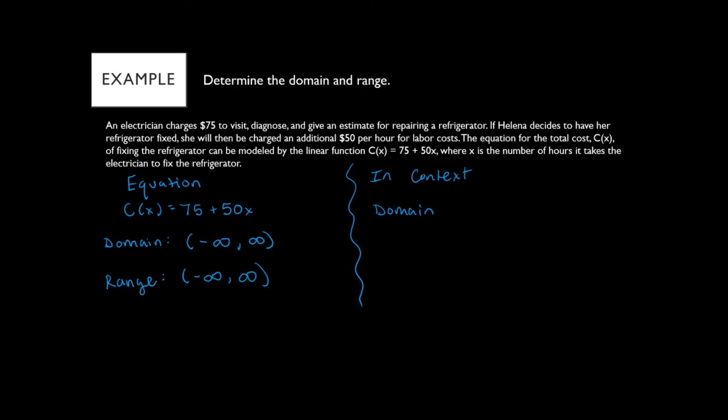Well, the electrician can't do negative hours, so it doesn't make sense to have negative values. It's possible the electrician puts in 0 hours because maybe he can't fix it. So the possible number of hours would be 0 or higher. Our domain would be x greater than or equal to 0, or in interval notation, a bracket at 0, and then it goes to infinity.